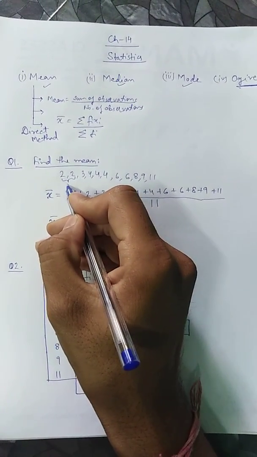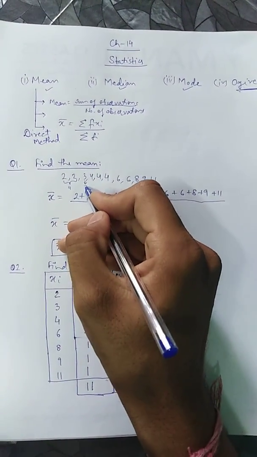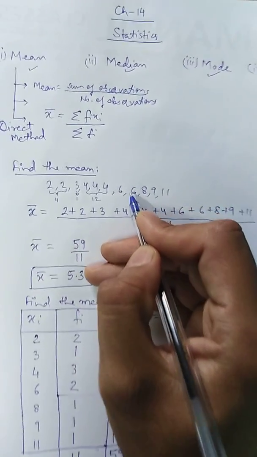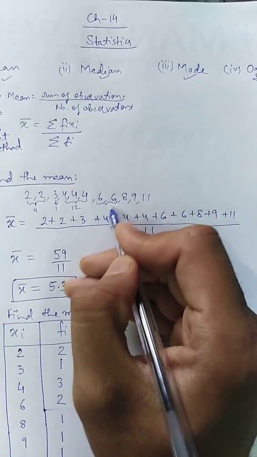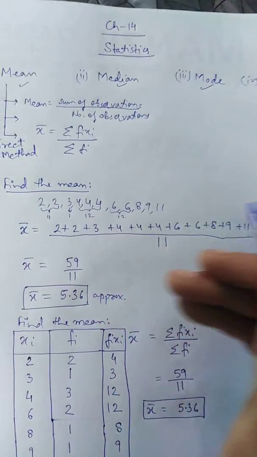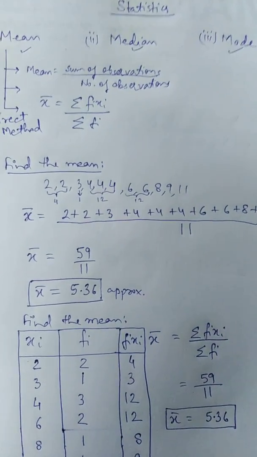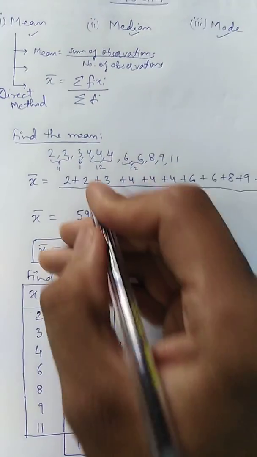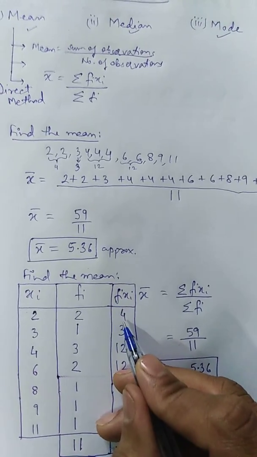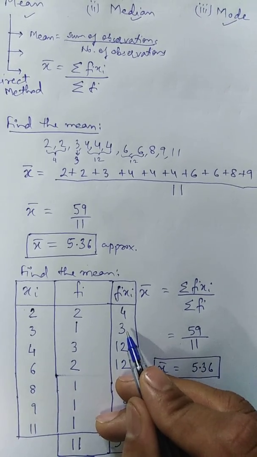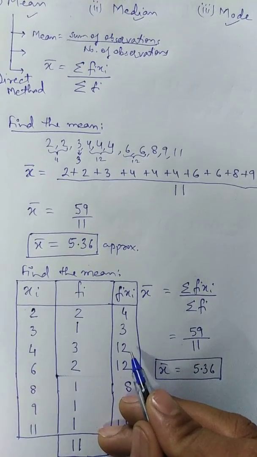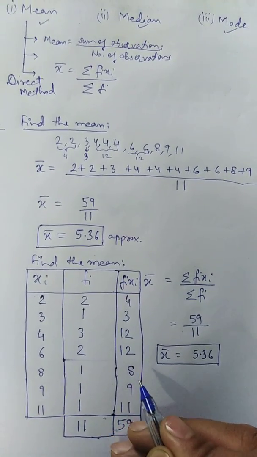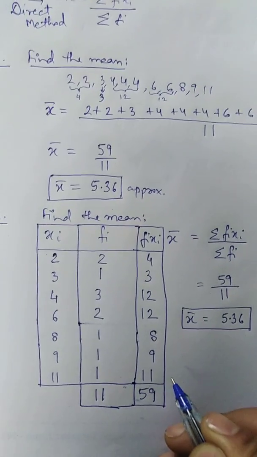2 added 2 times gives 4, 3 added 1 time gives 3, 4 added 3 times gives 12, 6 added 2 times gives 12, and 8, 9 and 11 are all 1 time and give 8, 9 and 11 respectively. In the same way, we have them here in the table form.